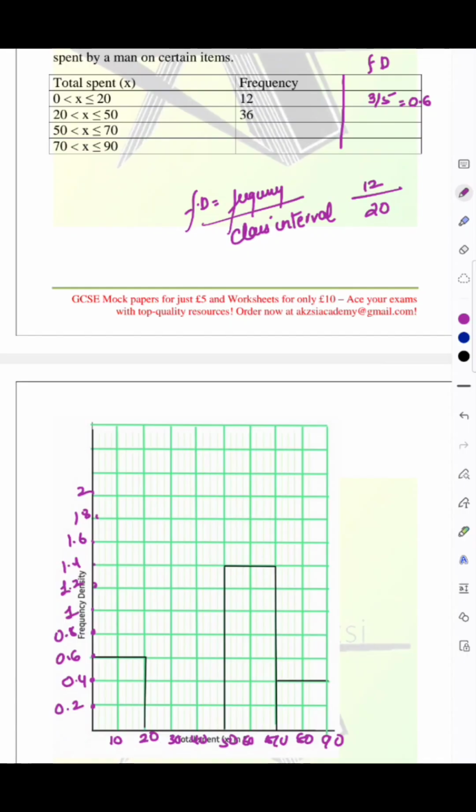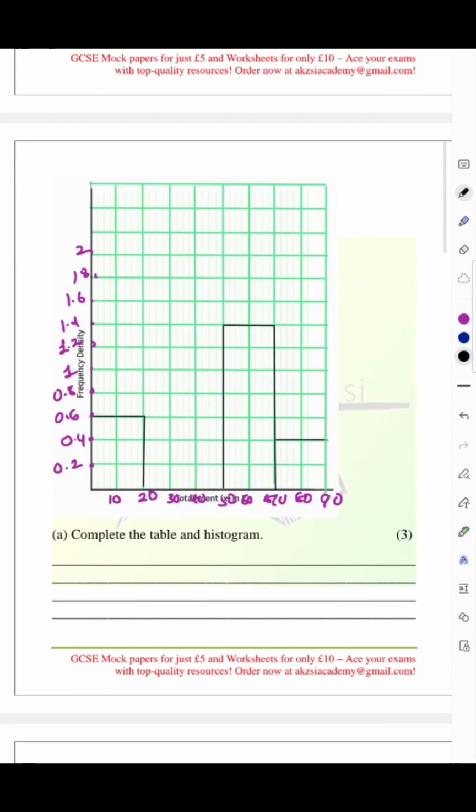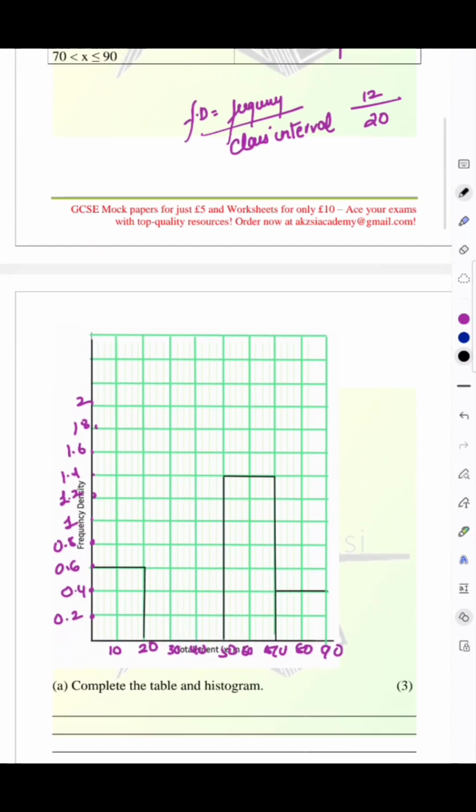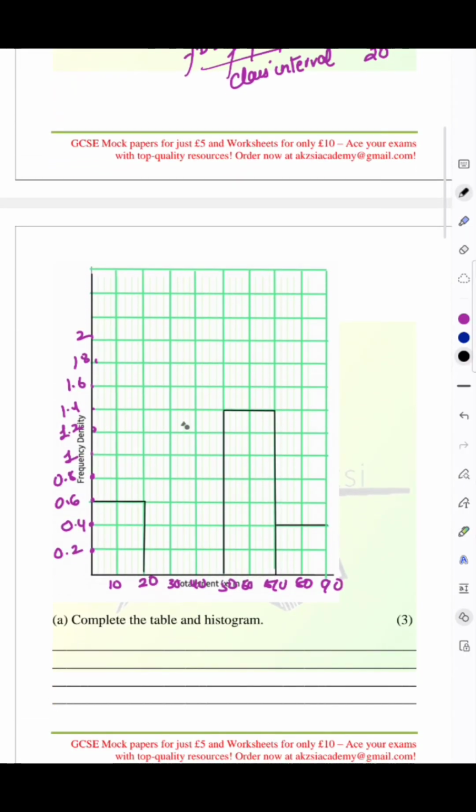The next is 20 to 50 is 36. That means what would be the frequency density then? 36 over 30. This one. That will be 1.2. So 20 to 50, here it's 1.2. That means like this. The next block will look like this one.